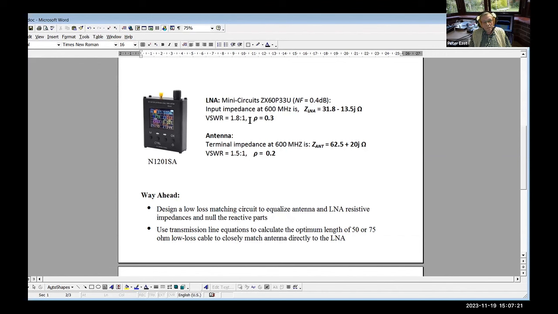And so this gives a VSWR of 1.8 to 1. And this gives a VSWR of 1.5 to 1. Now, both of those VSWRs are quite acceptable in the microwave field. So the way ahead, I said, was either to design a low-noise matching circuit to match these two, which can be done. You can use a Smith chart or something like that. Or in my case, I've used the transmission line equations to calculate the optimum length.